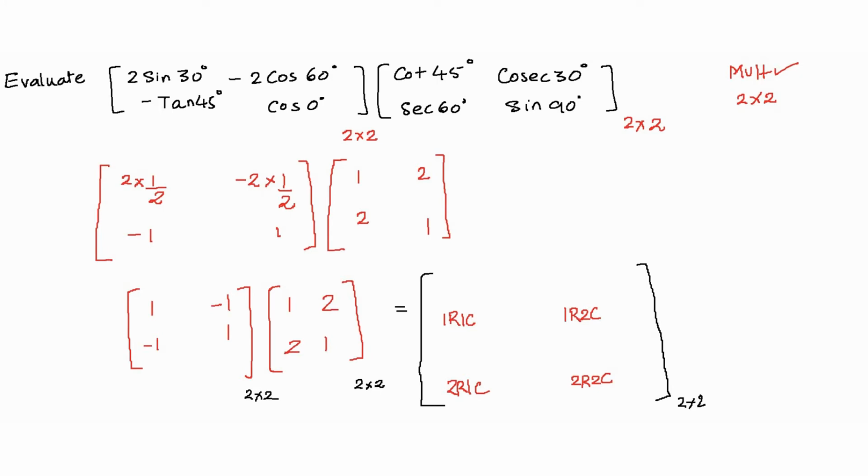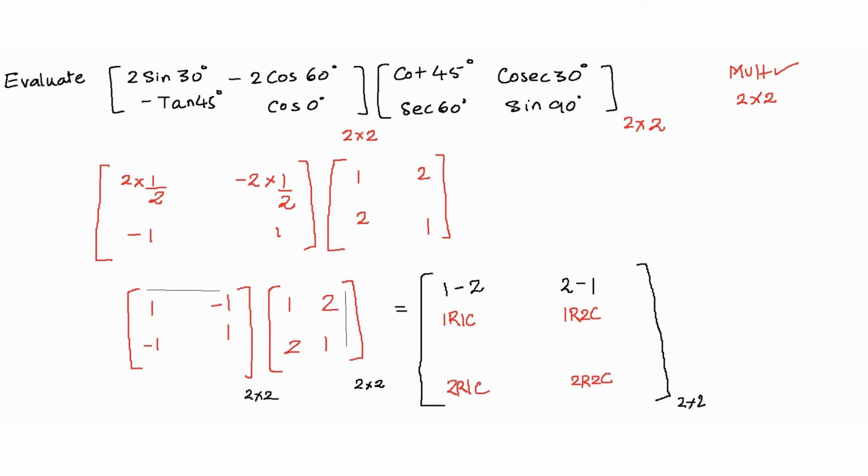So now if you compute the first row, first column, you have the first row here and the first column here. So what you get is 1 into 1 is 1 and minus 1 into 2 is minus 2. Let's take a look at the first row, second column. I would take the first row of the first matrix and second column of the second matrix. So that's going to be 1 multiplied by 2, that's 2. And minus 1 multiplied by 1 is minus 1.